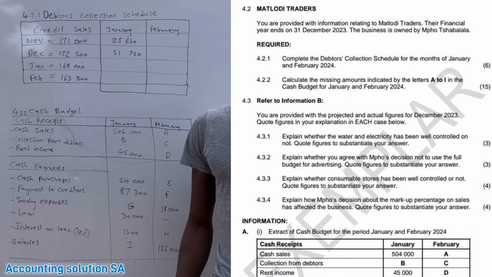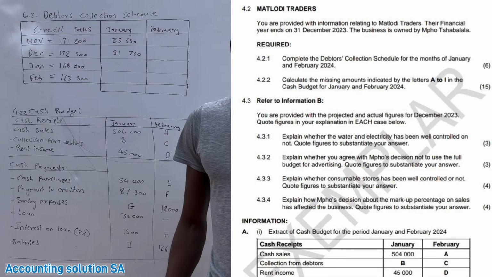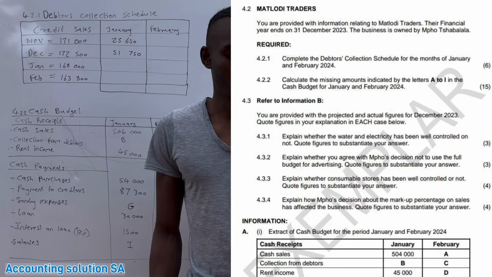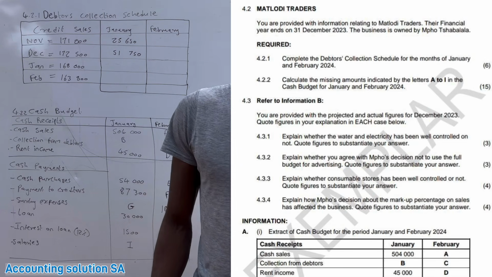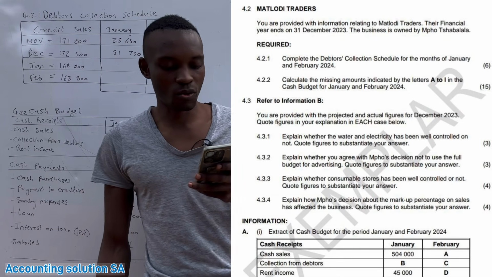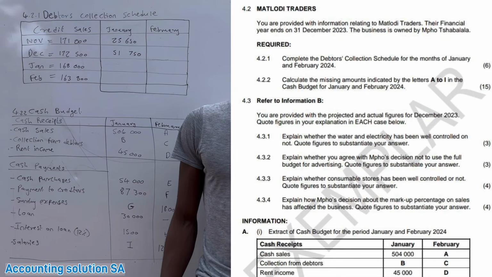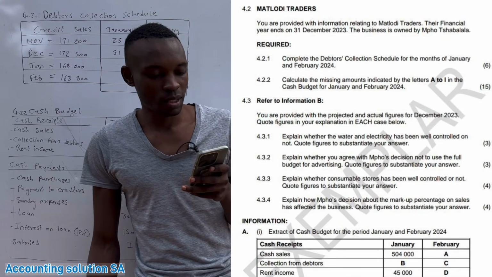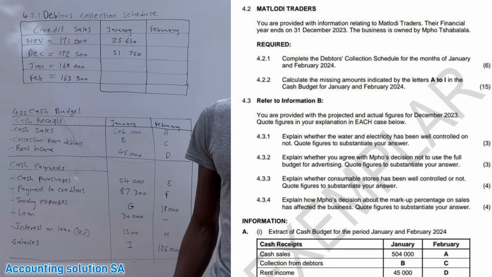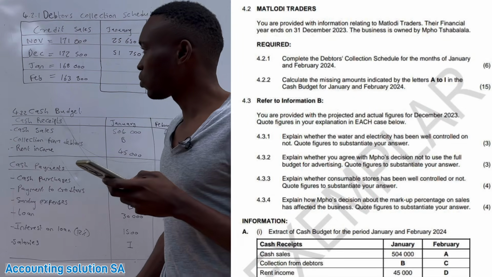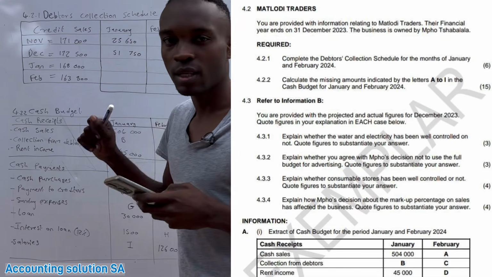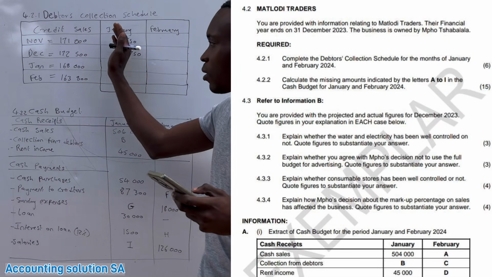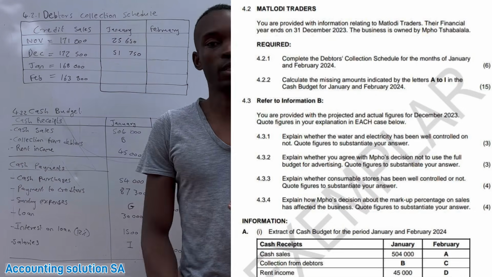Okay, required number one, they said you are provided with the information related to Matlodi Traders. Their financial year end is on 31 December 2023, and the business is owned by Mpochavalal. Required 4.2.1: complete the debtors collection schedule for the month of January and February. Under the debtors collection schedule, some of the figures were already provided. However, I'm going to explain how they calculated all these figures.